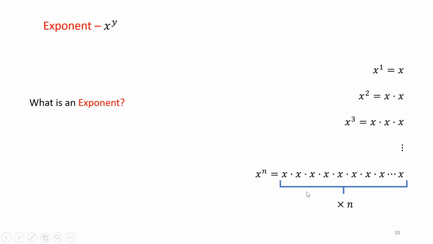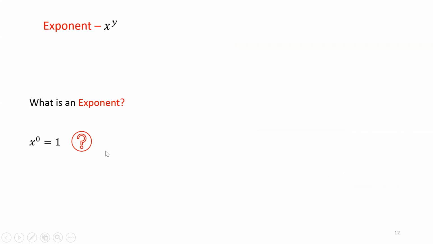Now, how does this discussion relate to x raised to the power 0 being equal to 1? Well, let's hold that thought for a while and let's go backwards this time. Let's look at x^n. We did say it's x multiplied by itself n times, but it's the same thing if I multiply this whole thing with 1. It doesn't change anything.